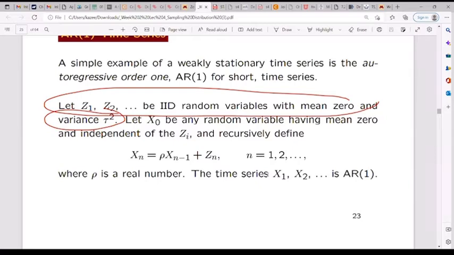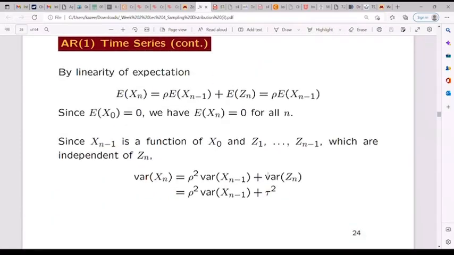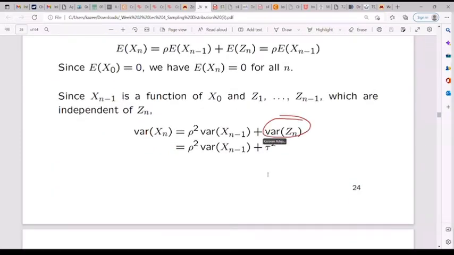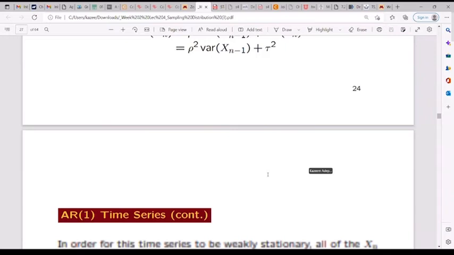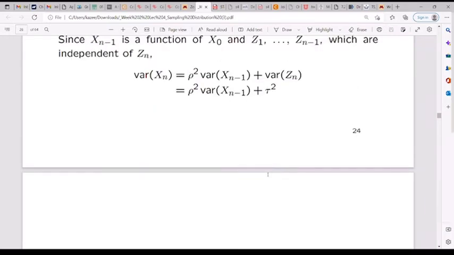Look at that now. When you put that into that, that is how this term becomes this. Now we are here. The variance of Xn is equal to that. The next thing we can do: what is the variance of Xn? That's sigma squared.